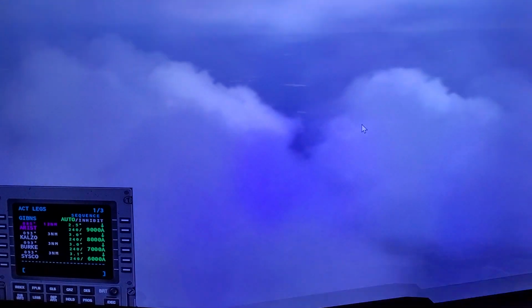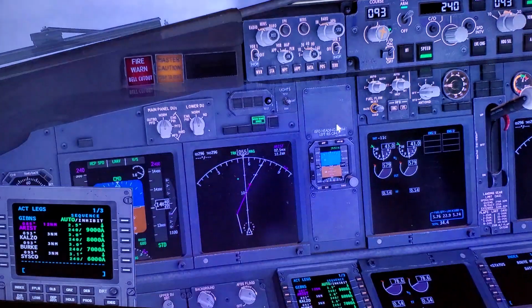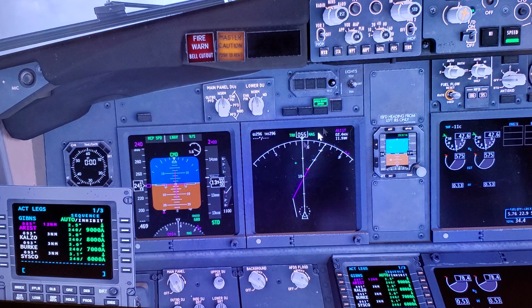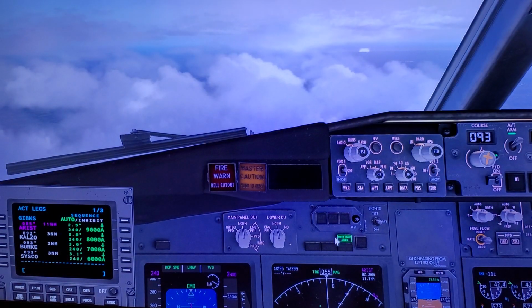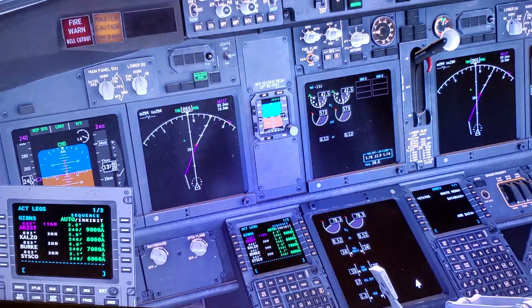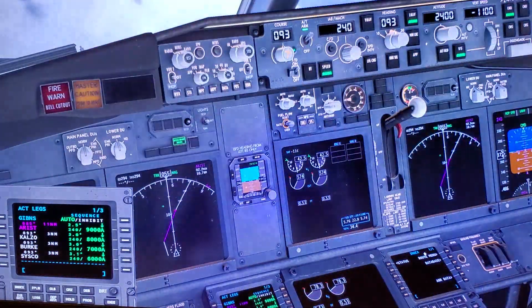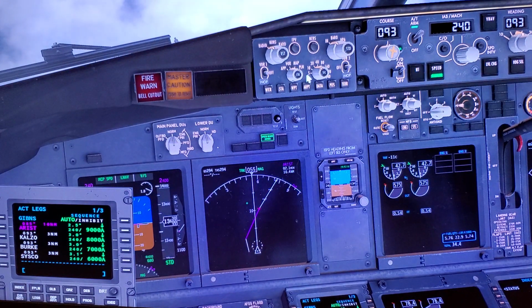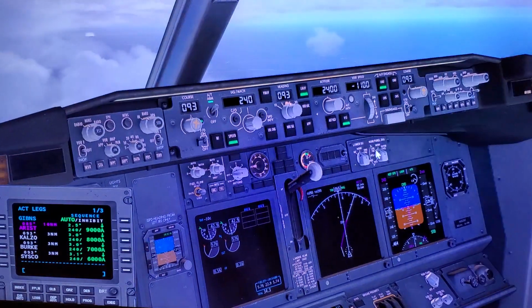And we are getting to the top of the cloud, and that's going to be an early morning landing. Still we are at 240. I have 12 nautical miles at 1300. Spoiler arm. I will go out, the QNH.